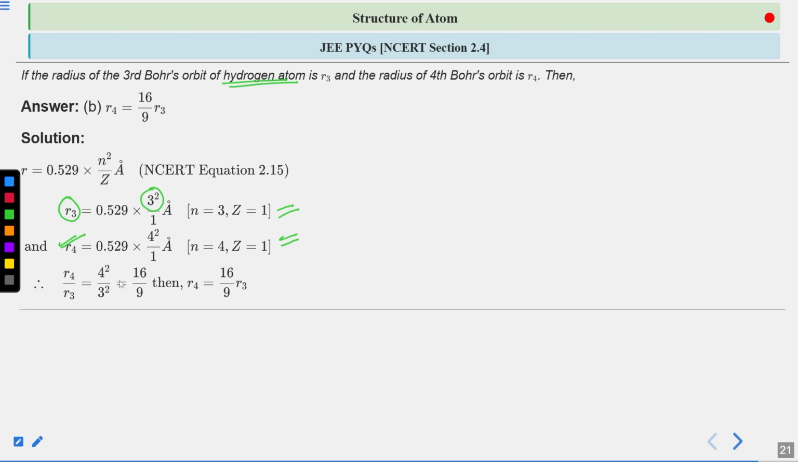Now, put both of these values. You will get 4 square by 3 square, 16 by 9. Now you can clearly see from here that 16 by 9 gives a value greater than 1. That clearly signifies that r4 will be greater than r3. And it's very obvious because as we move away from the nucleus, the principal quantum number increases. I would say that the shell number increases, and if that happens, you are increasing the radius.